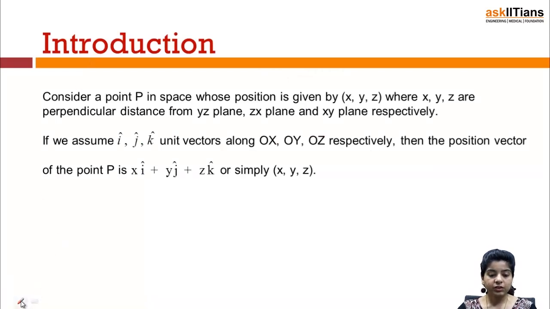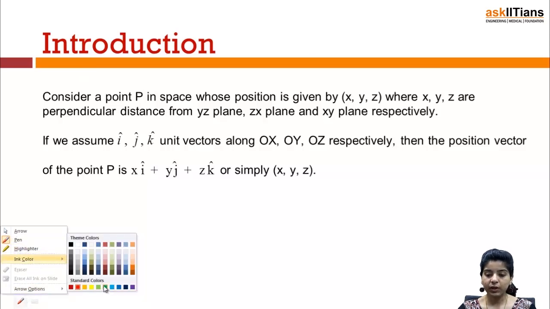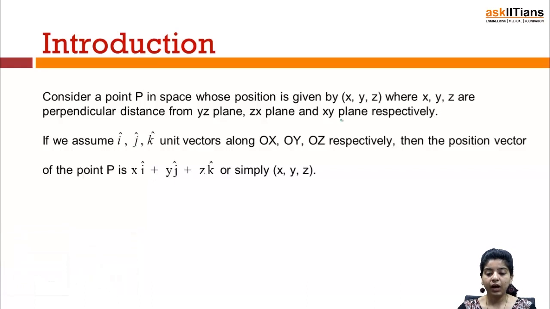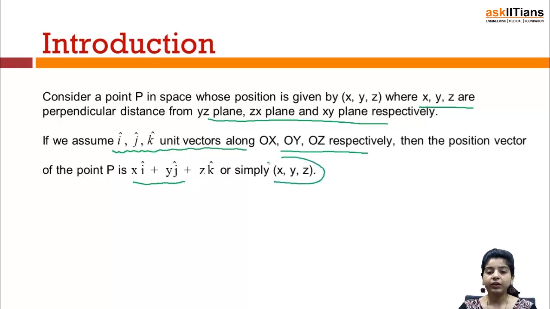Consider a point P in space whose position is given by x, y, z, where x, y, z are perpendicular distances from the YZ plane, ZX plane and XY plane respectively. If we assume i, j, k to be unit vectors along OX, OY, OZ respectively, then the position vector of the point P is xi plus yj plus zk, or you can simply write it in the form of a tuple (x, y, z).